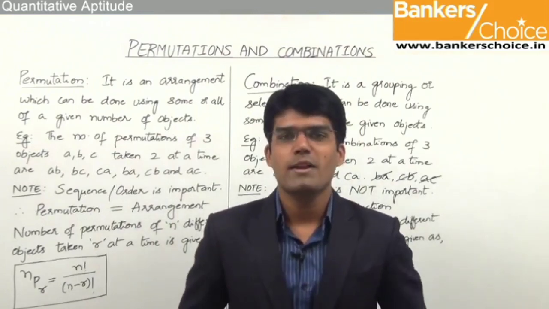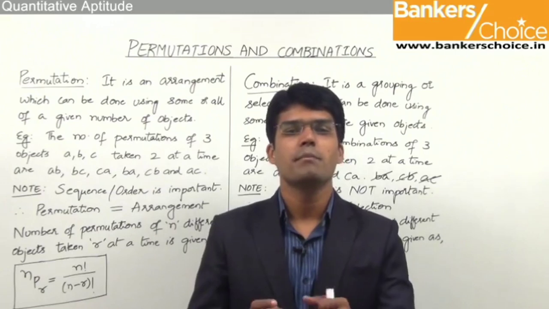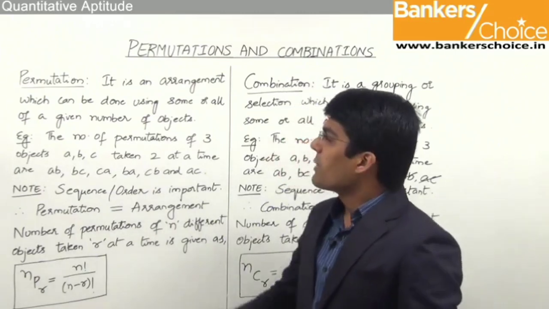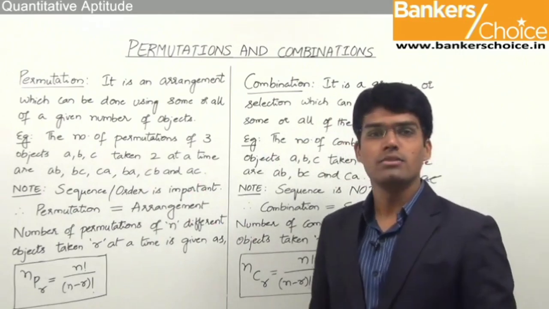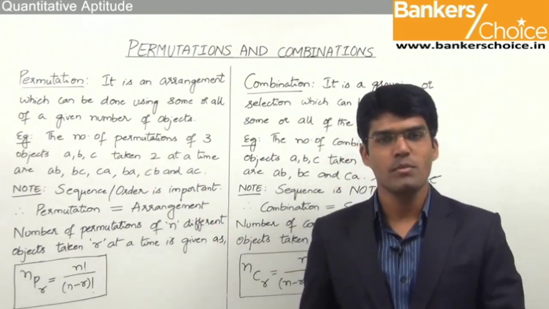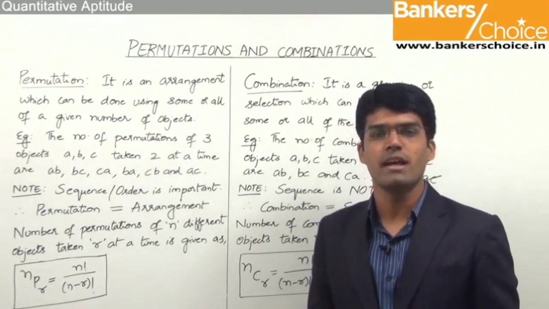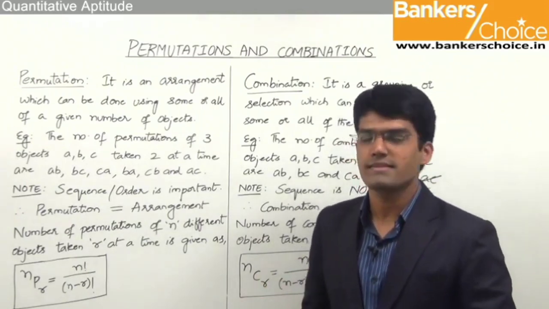Let us now understand what is meant by permutations and combinations and what is the major difference between these two. Now permutation as given here is an arrangement which can be done using some or all of a given number of objects. So permutation is nothing but an arrangement which can be done by taking some objects or all the objects out of the given number of objects.